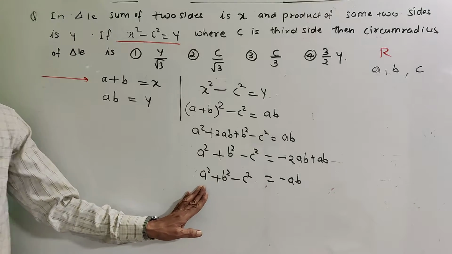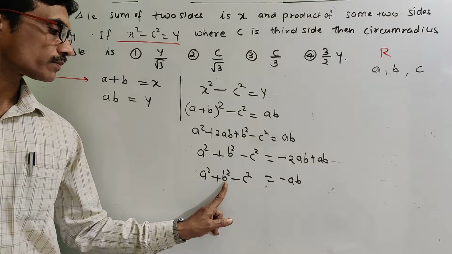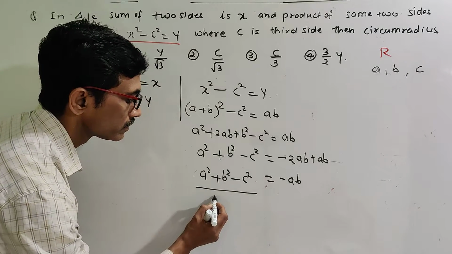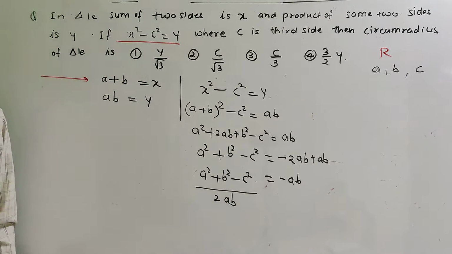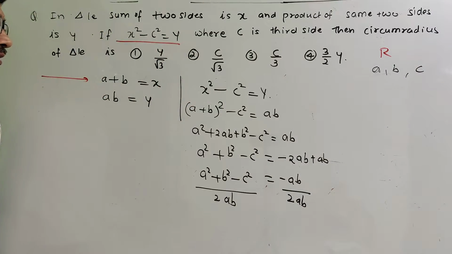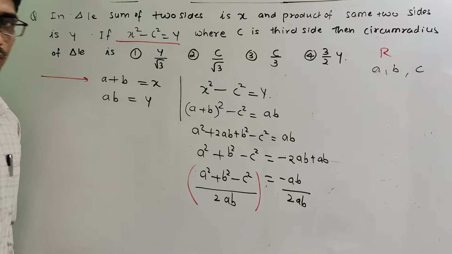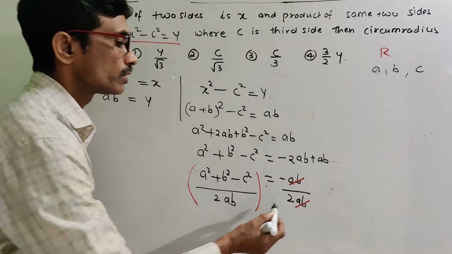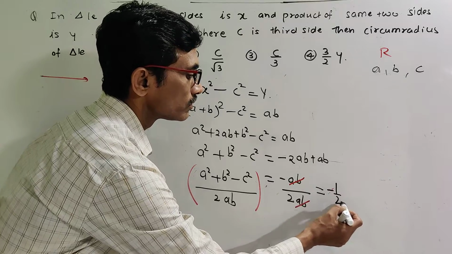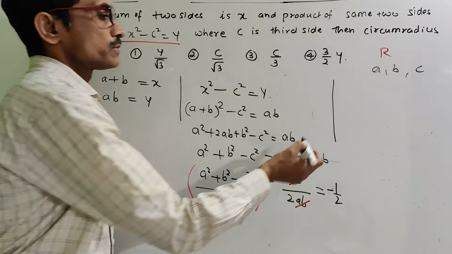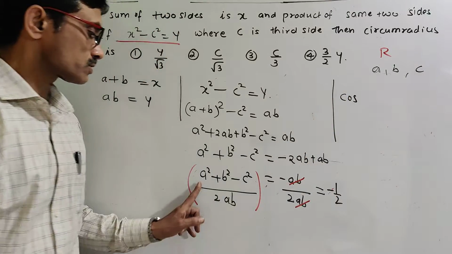Here we require the cosine rule. The cosine rule is (a² + b² - c²) upon 2ab. So if we divide both sides by 2ab, this is nothing but the cosine rule. It is cos C by the cosine rule. And here ab gets cancelled and it will be equal to -1/2. So thus we have cos C = -1/2 by the cosine rule.